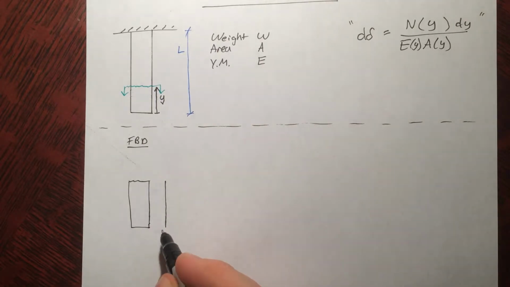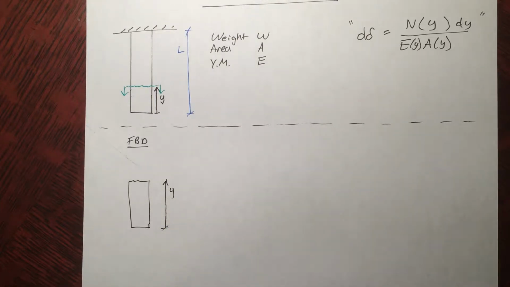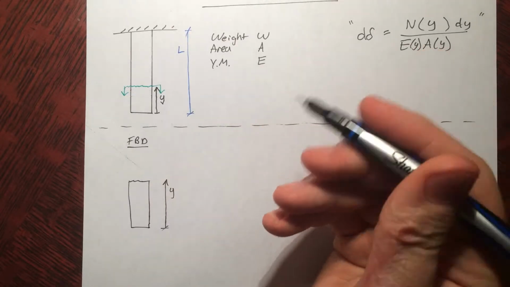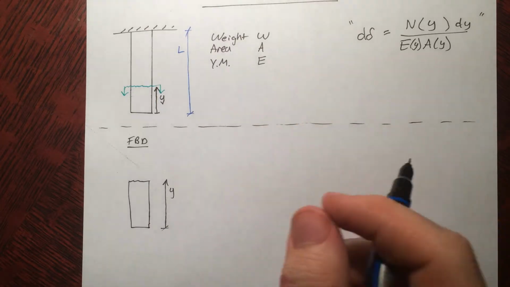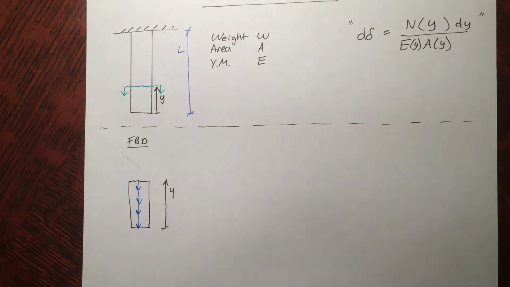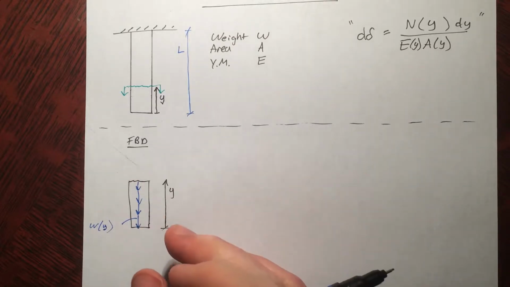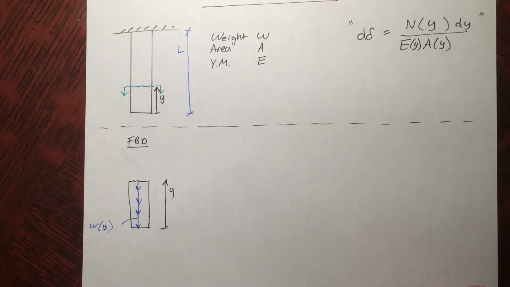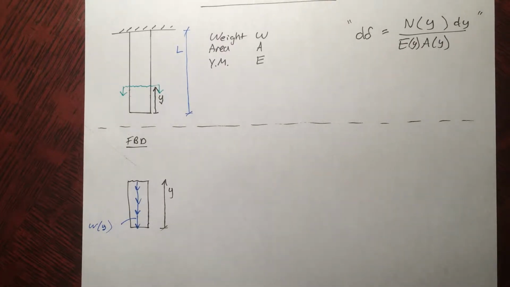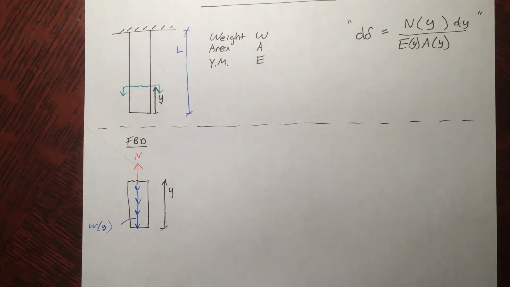So it's of length y. And over this length, y, we have some load due to the weight. It's going to be some sort of constant load, so we can draw that by a few arrows that are approximately the same length. And it's going to be some function of y. Weight is a function of y. Now, that weight as a function of y is going to be constant, but we can still say it's a function of y. Then in reaction to this weight, we're going to have a normal force, just to keep this whole thing in equilibrium.